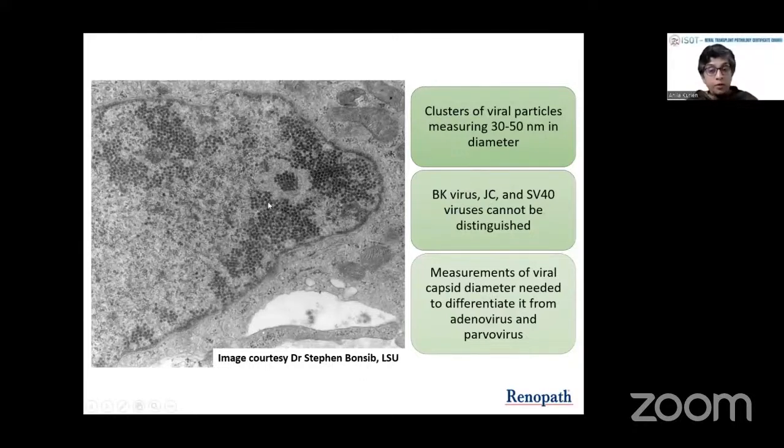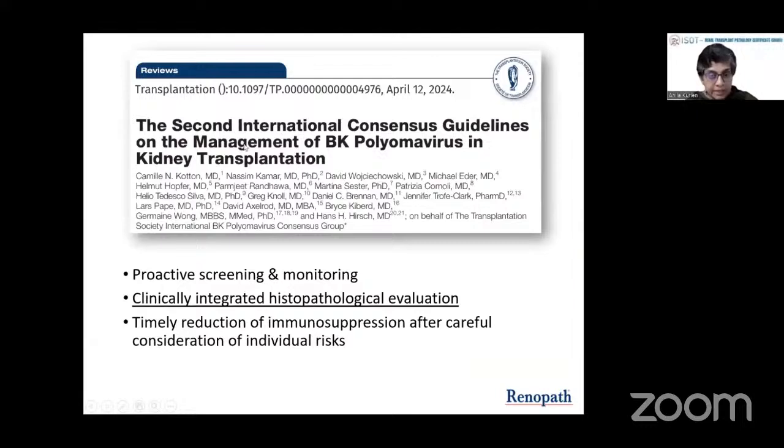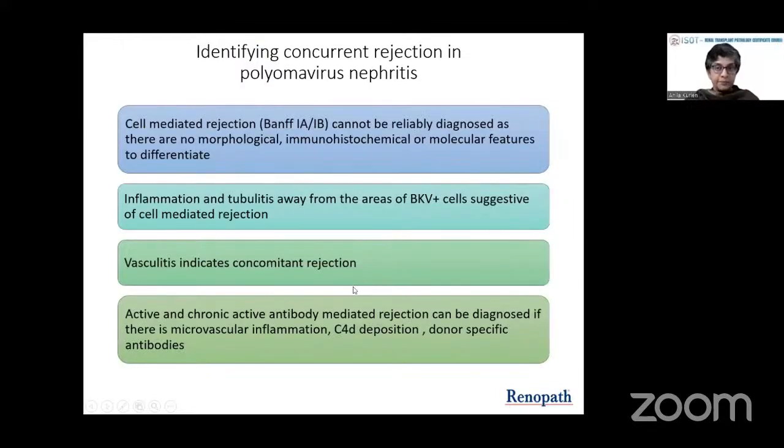Even the morphology of BK virus resembles adeno and parvo, and you have to actually measure the viral capsid diameter to differentiate it. So it's a cumbersome process, and so EM is not routinely done to identify or diagnose these viruses. Now, these are the latest guidelines that have very recently come out for management of BK polyomavirus nephropathy. I'm not going into the management part. This was only highlighted to say how important the biopsy and a histopathological diagnosis is for the management of polyomavirus nephropathy in transplant. It is the gold standard.